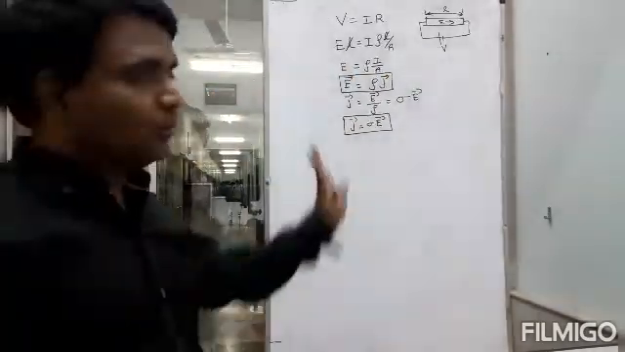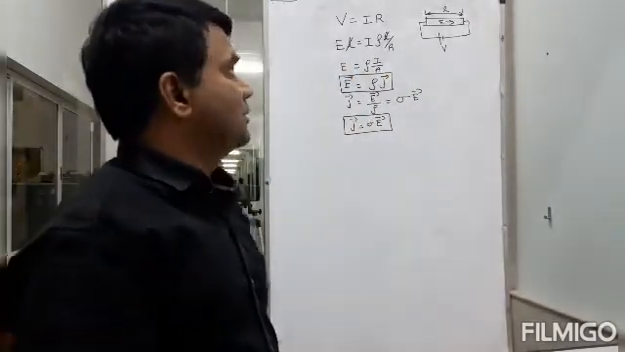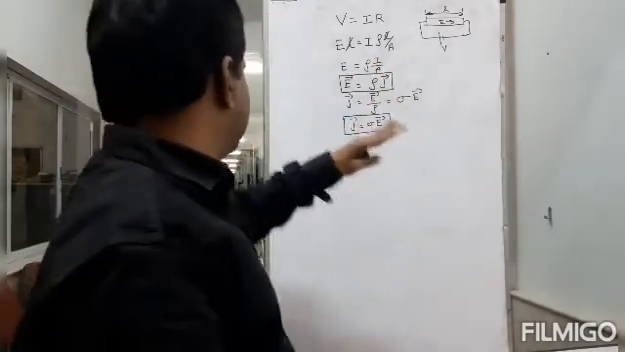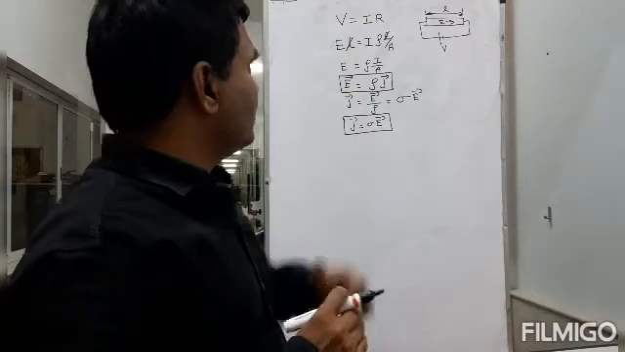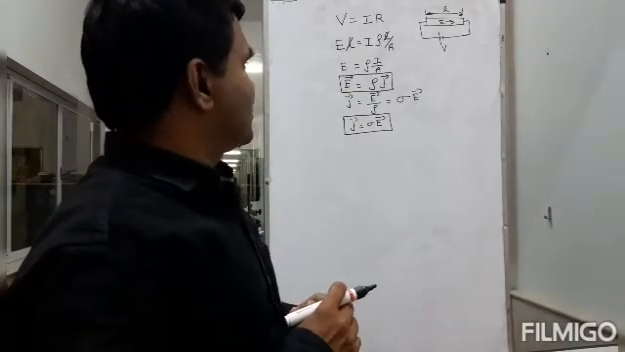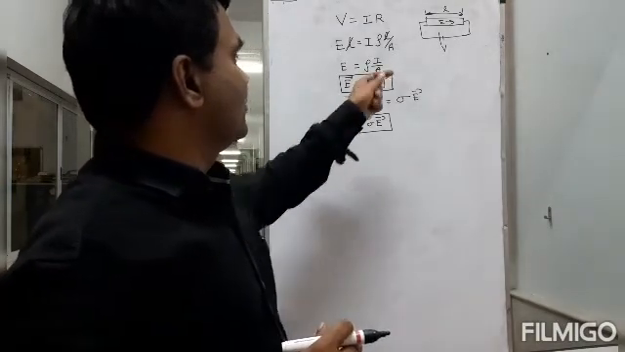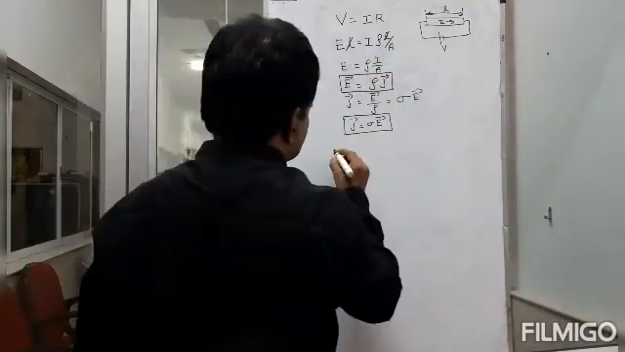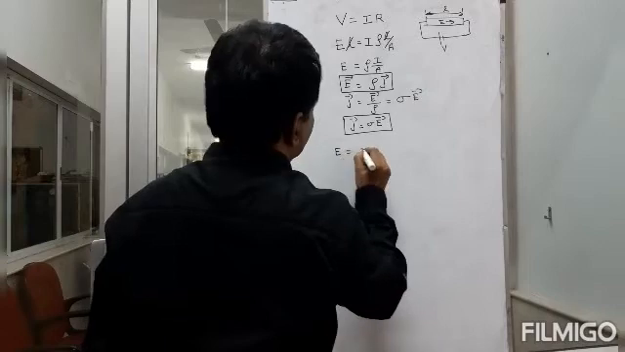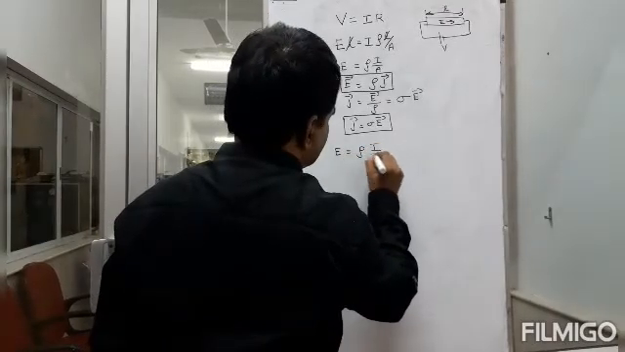Okay. So this is a possibility. These two expressions can be derived straight away. Well, let's try something else here. Okay, I'm going to use this and find rho. What is E? E is equal to rho I by A.